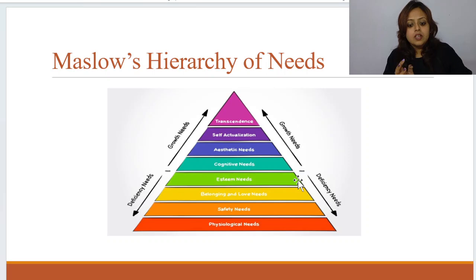Again, suppose you have seen a very beautiful place. Suppose you have visited a hill station, and you loved it. You came back home and your desire to visit that place or a similar other place will gradually increase in you. So these are the examples of growth need. So I hope you have understood this theory.